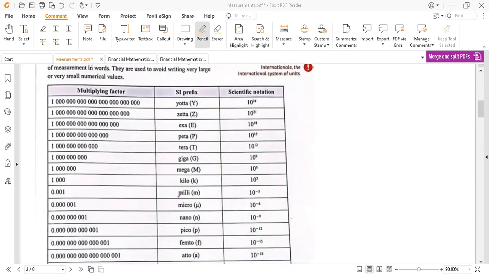So we have kilo, we have milli, we have micro. Normally we have all the prefixes, and on the right hand side of each prefix we have its equivalent in scientific notation with respect to the base unit. If we have a meter, then from meter to kilometer, or from kilometer to meter, we have 10 power 3.